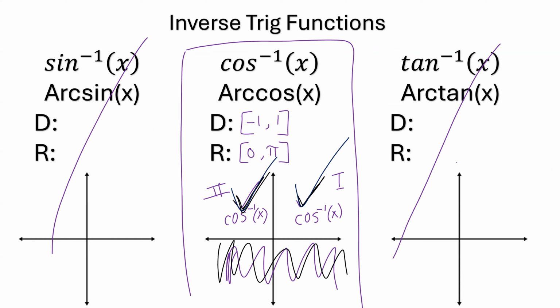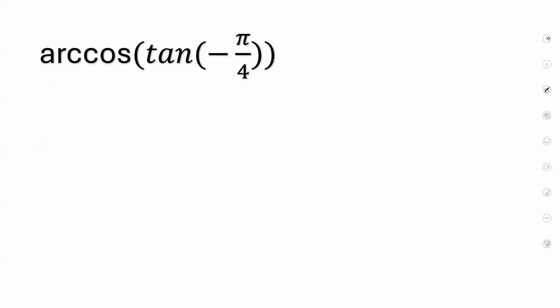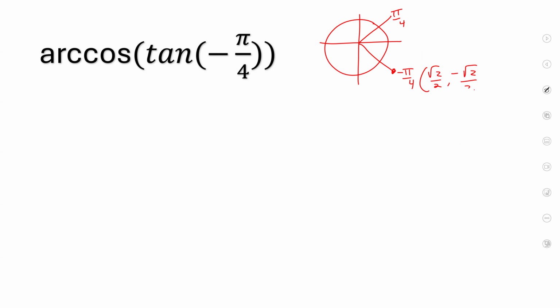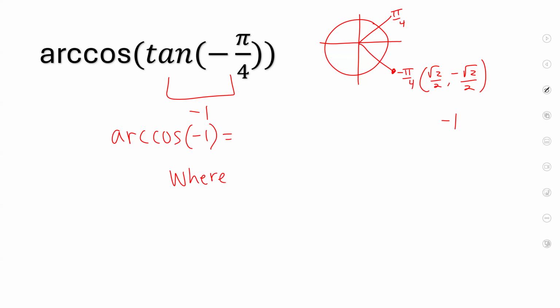All right, let me give you another one. Try that one. Okay, I'm just going to go over this one. Most of you guys got it already. Normally pi over 4 is here, but it tells me to go negative pi over 4. That's here. The coordinate is square root of 2 over 2 and negative square root of 2 over 2. So tangent, you divide these two and you get negative 1. So this whole thing is negative 1. So I can write this as arc cosine of negative 1.